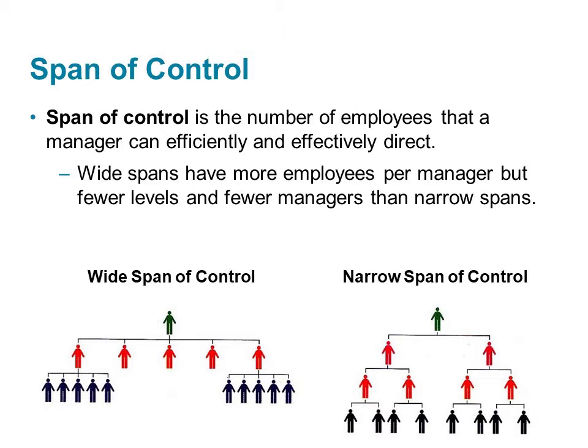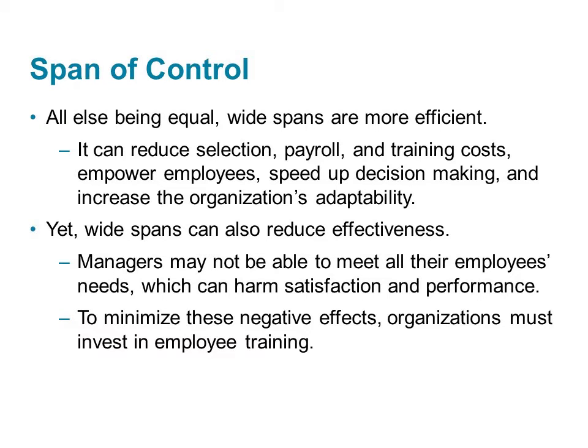Wide spans assign about 8 employees per manager. Narrow spans assign about 4 employees per manager. Organizations with wide spans then tend to have fewer levels and fewer managers than organizations with narrow spans. All else being equal, wider spans are usually more efficient.